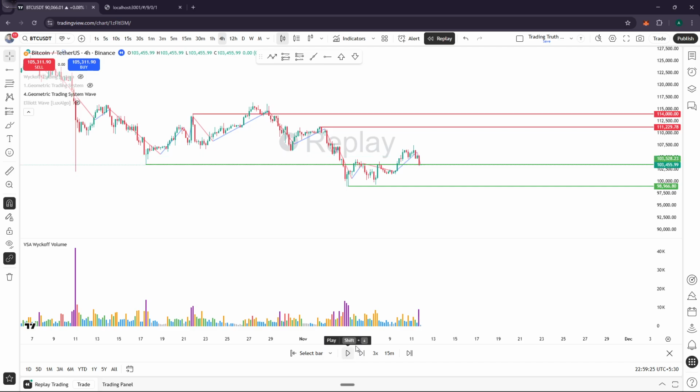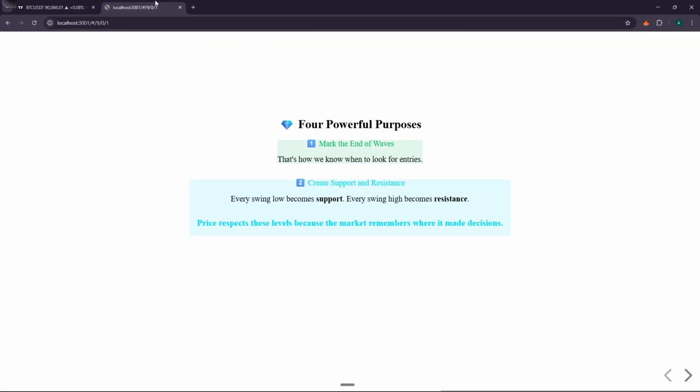Okay. And don't worry about these that we are doing manually. Once we apply these indicators, you won't have to do it manually. Draw lines, support or resistance, it will plot for us the most significant support and resistance in the chart. So yeah, as we saw, price respects those levels because the market remembers where it made decisions.